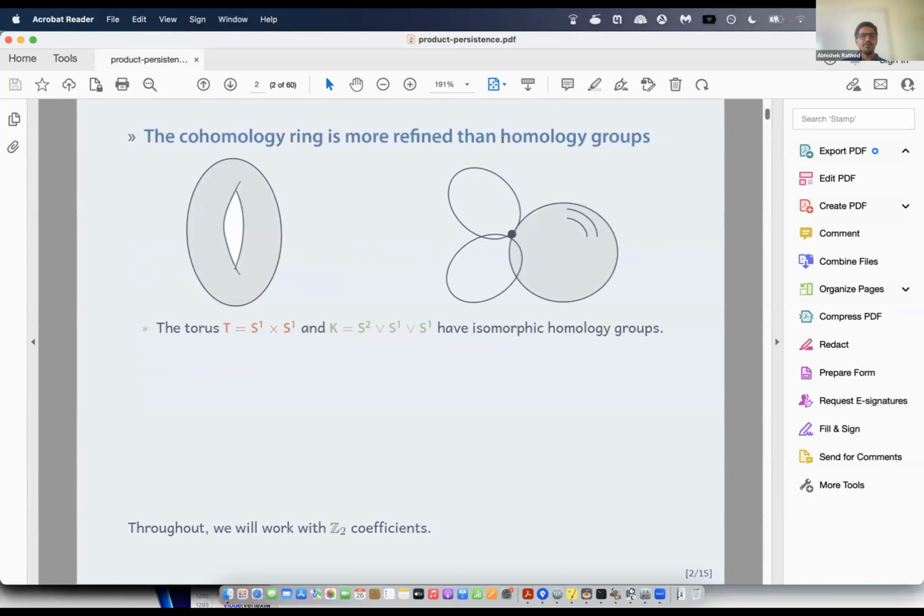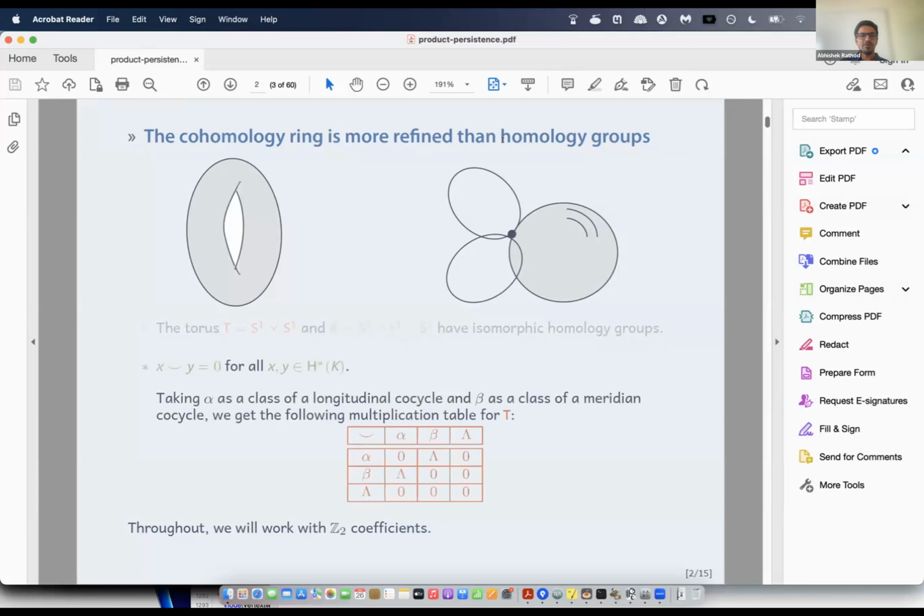Let me begin the talk by recalling how the cohomology ring is a finer invariant compared to homology groups. The most elementary example that comes to mind is when you compare a torus with the space that is formed by taking the wedge of a two-sphere with two one-spheres. It is easy to check that they have isomorphic homology groups, but their cohomology rings are different. So this naturally motivates the question as to how you can use the cohomology ring structure to define and compute finer invariants in the setting of persistence. So that's the topic of today.